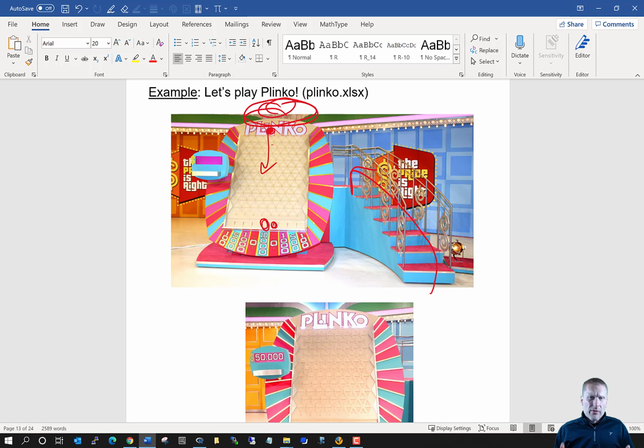So a question of interest for contestants who are on The Price is Right and play this game is, where should I drop this chip on the board? Should I drop it over here? Should I drop it over here? Or should I drop it in the middle? Which is going to maximize my probability of winning $10,000?